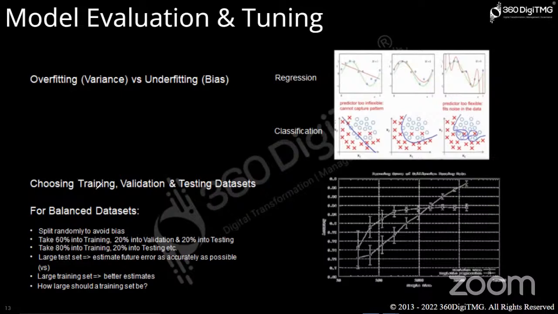When choosing training data and test data, there are some values we follow to keep the data set balanced. We split the data randomly, so that training data has 60%, validation has 20% and testing has 20%. In case of only training and testing, we take two data sets: 80% of the data will be in training and 20% in testing. These are a few things we take care of when we split our data.